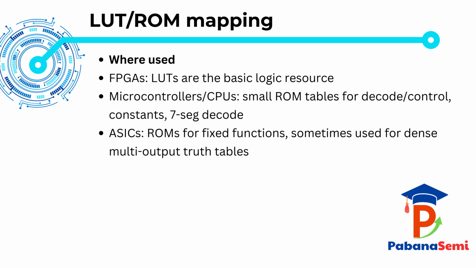Third, in ASIC designs, ROMs are used for fixed functions, especially when implementing dense, multi-output truth tables. For certain logic structures, a ROM-based approach can be more area efficient and structured than random gate-level synthesis. So, the core idea is this: whenever a function can be expressed as a truth table, it can be implemented either with gates or directly with a LUT or ROM. And that flexibility makes LUT-ROM mapping a powerful tool across FPGAs, CPUs, microcontrollers, and ASICs.